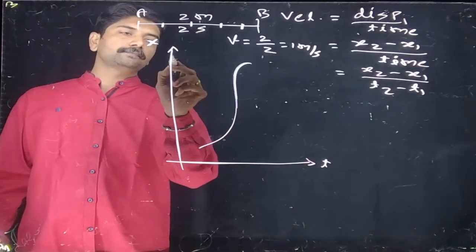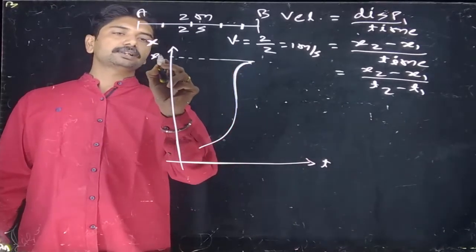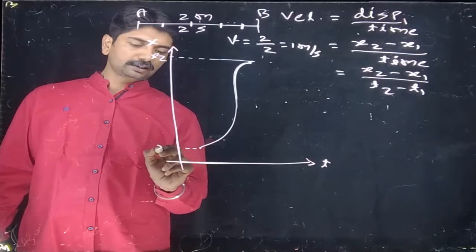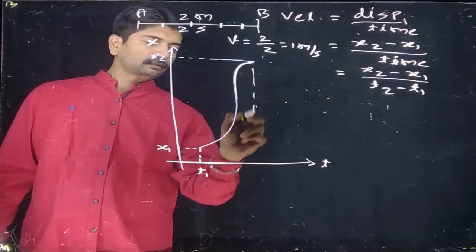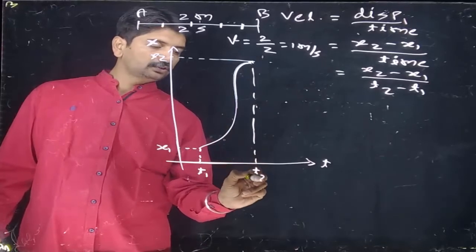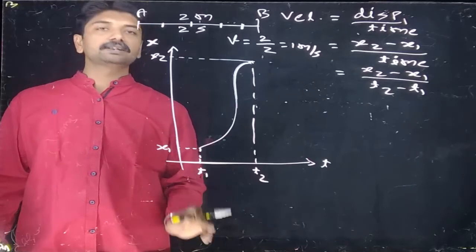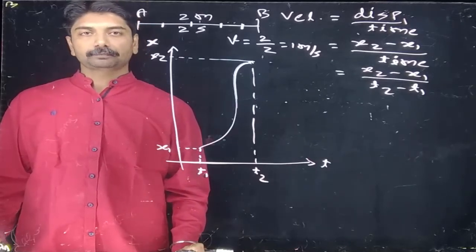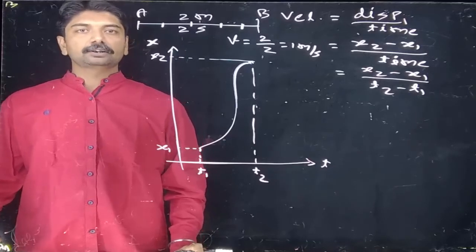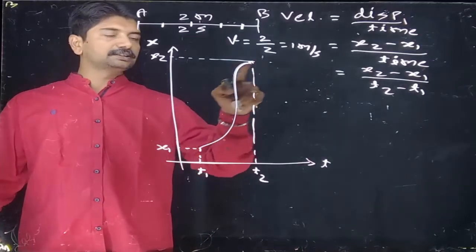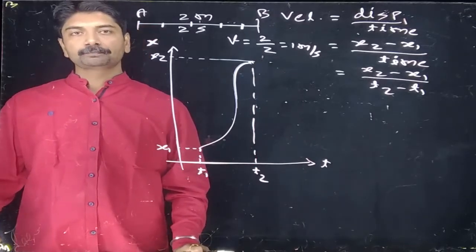How to find out? This is the final position x2. This is the initial position x1. For x1 it was at t1 and for x2 it was at t2. So x2 minus x1 divided by t2 minus t1 will give you velocity. If you want to find the speed of that object, find the total length of this curve divided by t2 minus t1, and that will give you the speed of that object.